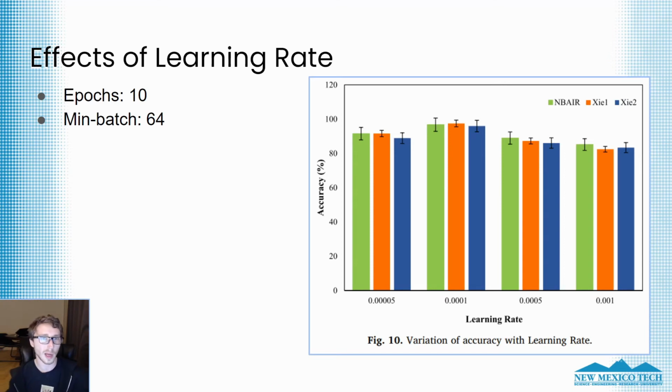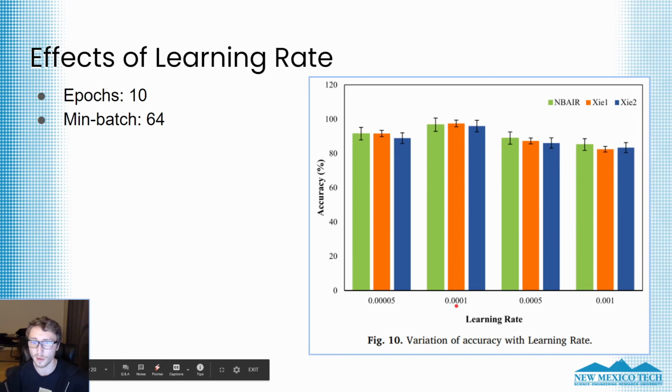Testing the different hyperparameters, they first talk about the learning rate. So they tested this with 10 epochs and a mini batch size of 64. The learning rate doesn't have quite as drastic a change on the accuracy, but it does increase with 0.0001, and any larger learning rate decreases the accuracy. So the authors decided to stick with the 0.0001 learning rate.